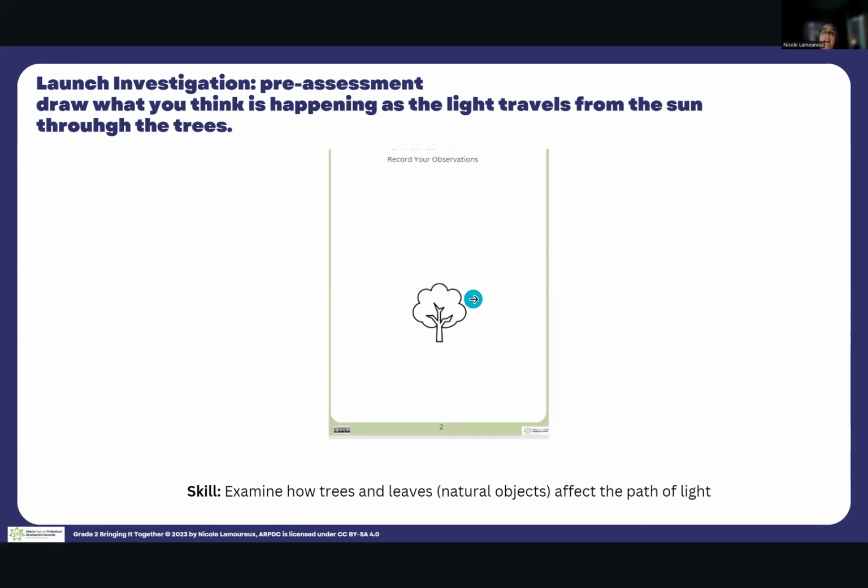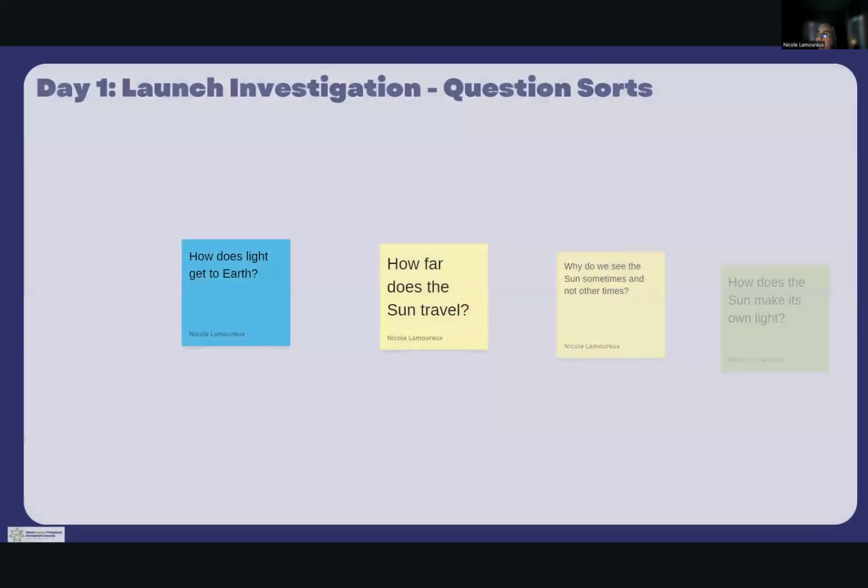But they can draw, and then you walk around. This is your pre-assessment. What ideas do they come with already, right? You want to keep this for the end because they're going to reflect on this to see the changes in their thinking over time.